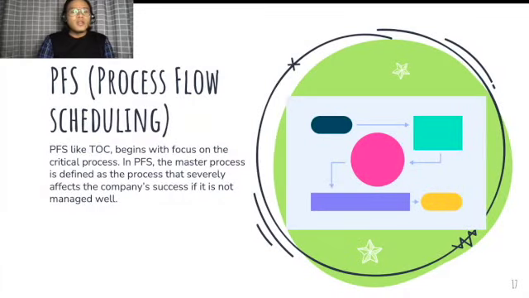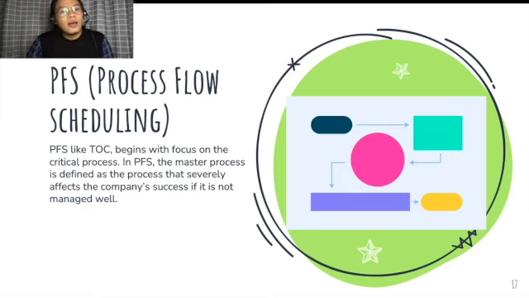Let's go on to the last one, which is process flow scheduling. What is that? PFS, like TOC, begins with a focus on the critical process. In PFS, the master process is defined as a process that severely affects the company's success if it is not managed well. In most cases, this would be a constraining process just like in TOC. But it is possible that quality, for instance, might be more important than capacity considerations. The master process, once defined, is scheduled first and linked to demand by transforming demand into master process requirements in order to maximize utilization.